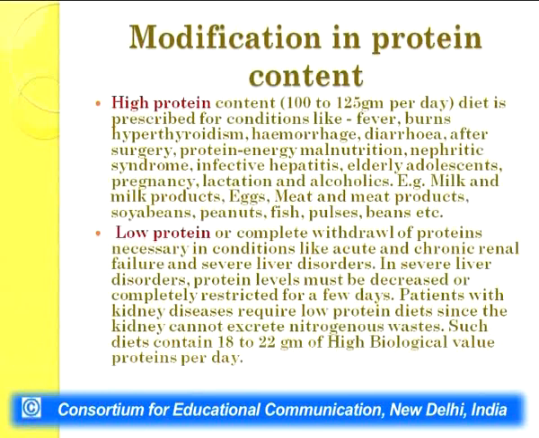And in certain cases, a low protein diet is given. So, either low protein or complete withdrawal of proteins is necessary in conditions like acute or chronic renal failure and severe liver disorders. In severe liver disorders, protein levels must be decreased or completely restricted for a few days. Patients with kidney disease require a low protein diet since the kidney cannot excrete nitrogenous waste. Such diets contain 18 to 20 gram, 22 gram of high biological value proteins per day. So you can see at times we give 100 to 125 gram per day and at times we give only 18 to 22 gram of protein per day.